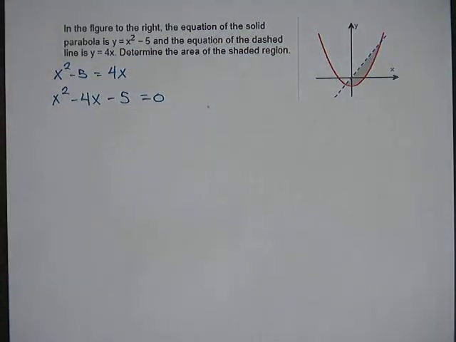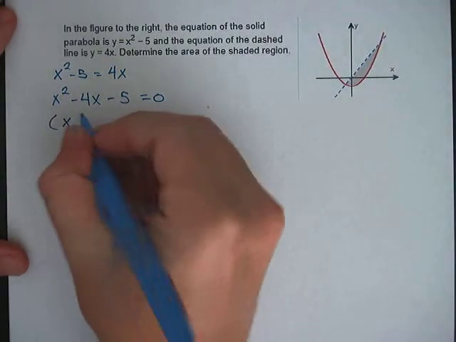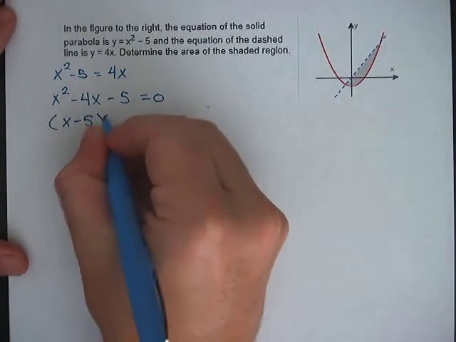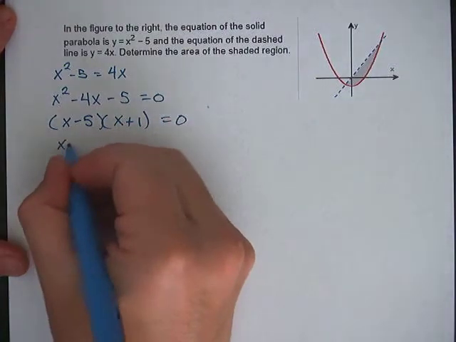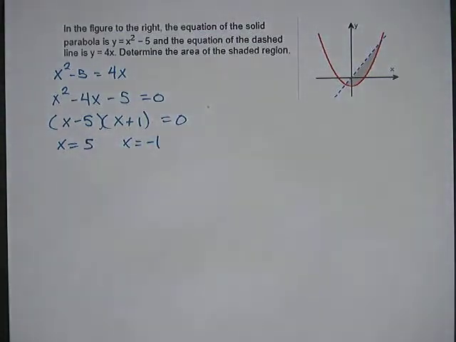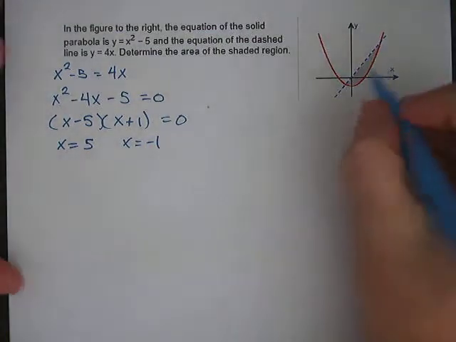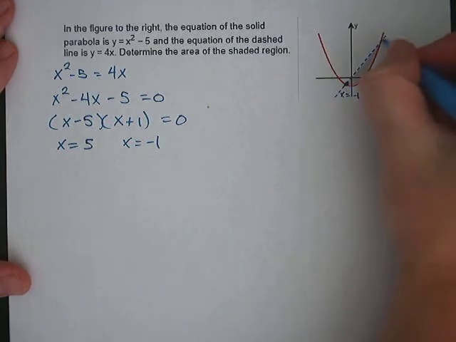Okay, two things that multiply to get negative 5 but add to get negative 4. x minus 5, x plus 1 equals 0. So that gives us solutions of x equals 5 and x equals negative 1. Okay, so those are where these two graphs intersect. This is x equals negative 1, and this is x equals 5.